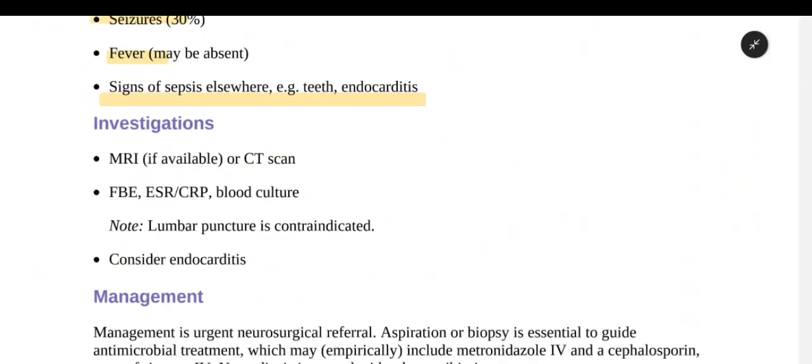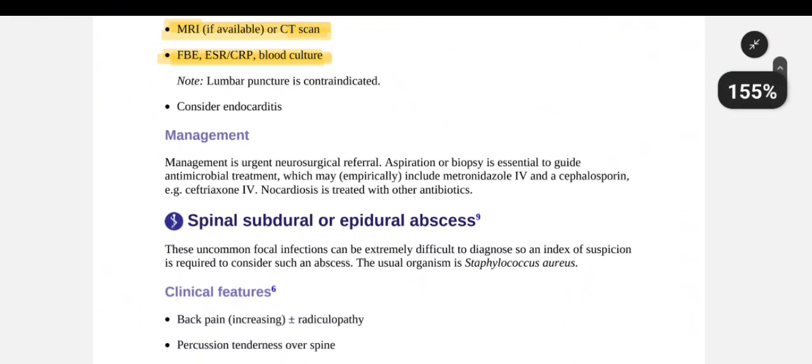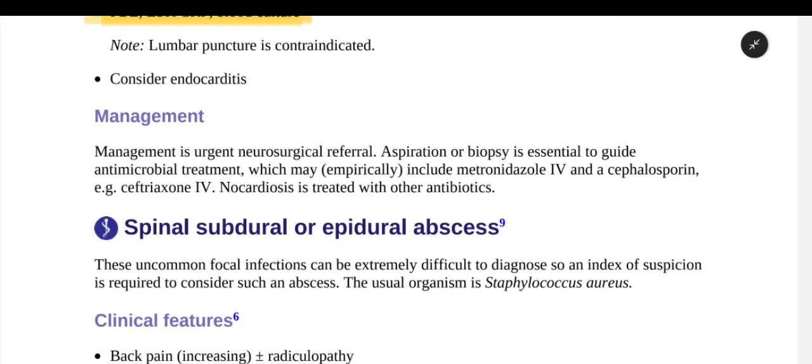Investigation includes imaging like MRI or CT scan to visualize the abscess, or ESR, CRP, or blood culture to detect the specific organism. Treatment would be, first of all, urgent neurosurgical referral. Aspiration or biopsy is essential to guide antimicrobial treatment, and antimicrobial treatment would include metronidazole IV and a cephalosporin, right? Cephalosporin could be ceftriaxone IV.